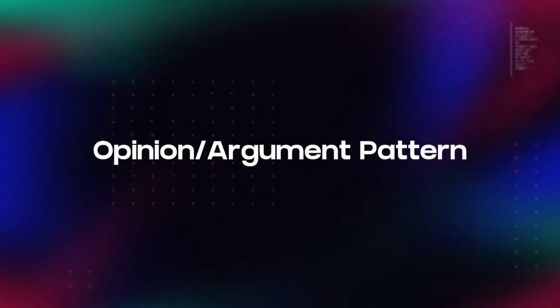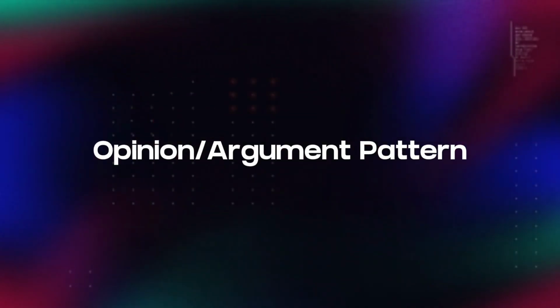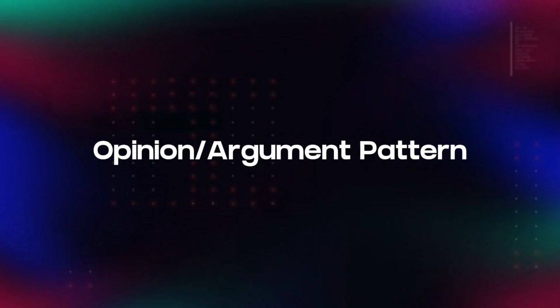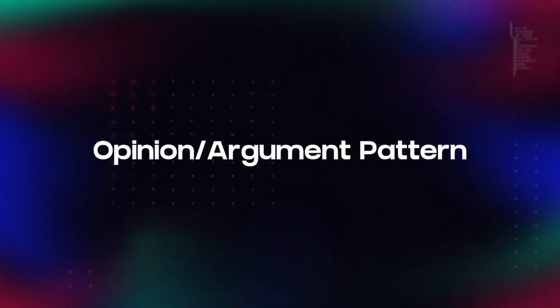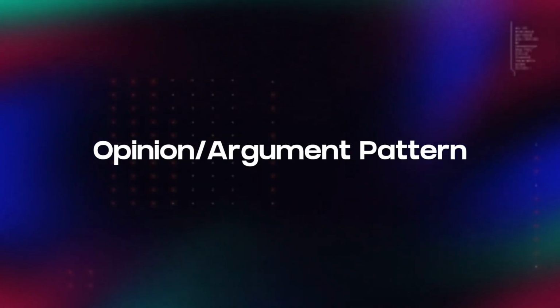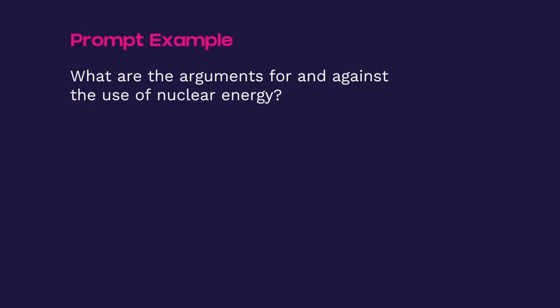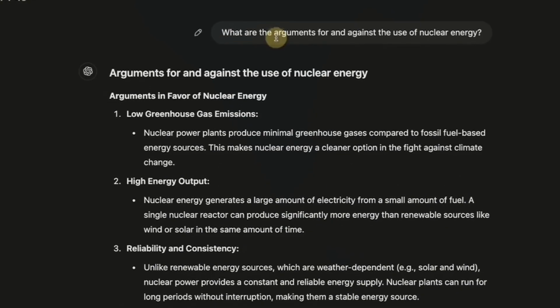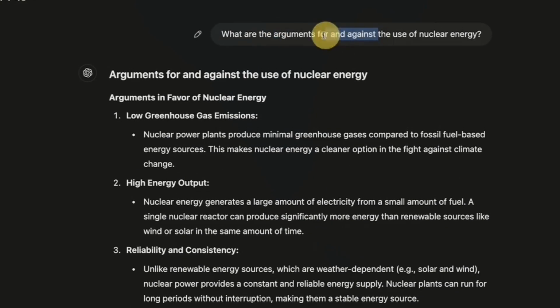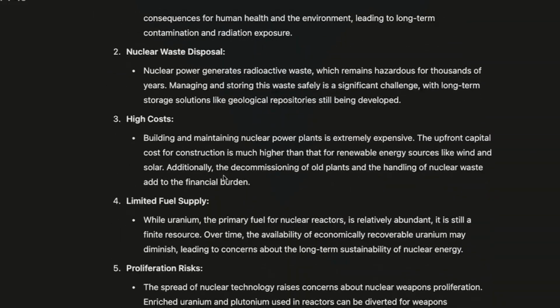Then next is the opinion and argument pattern. And so this prompts the LLM to express an opinion or argue for or against a particular viewpoint. So the whole objective here is to generate text that reflects a specific perspective, opinion, or stance on a topic. So an example prompt here could be, what are the arguments for or against the use of nuclear energy? You see the result here. The trigger words are arguments for and against. And so that's going to start giving you all of the arguments for, and then it's going to give you all the arguments against it as well.